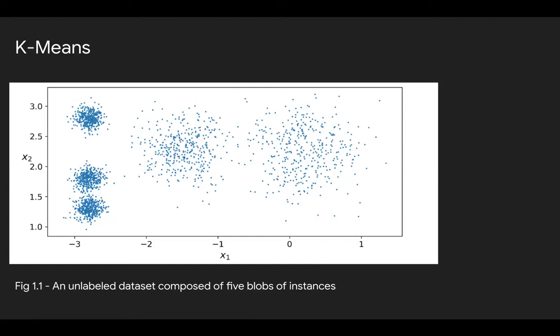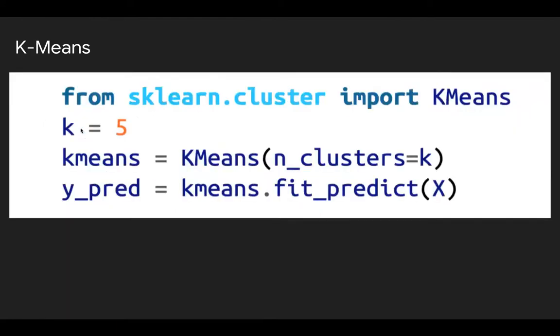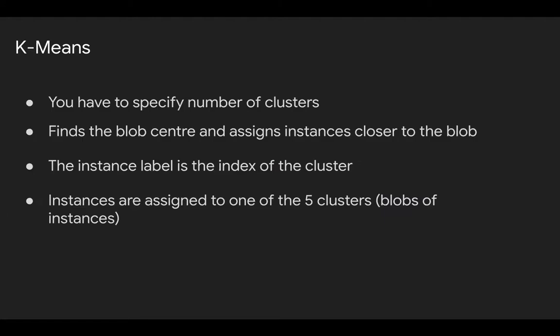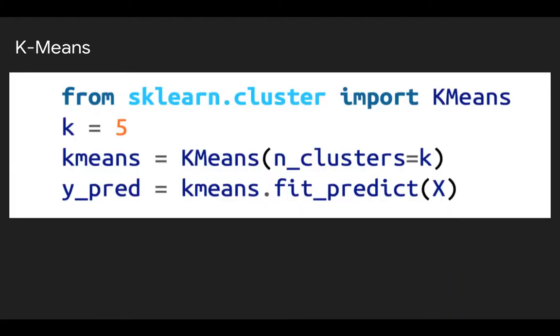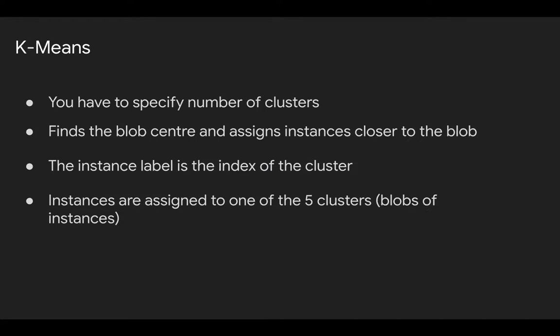So for instance, this is an unlabeled data set, and you have 5 blobs of instances. All these represent a blob or a cluster. And if you are calculating K-means, it's just a line of code using an instance of the K-means class. You put the number of clusters in there, and then you fit predict. So now we are defining the number of clusters from the onset here. For K-means, you have to specify the number of clusters, which we have here. You have to find the blob center, right? The instance label is the index of the cluster.